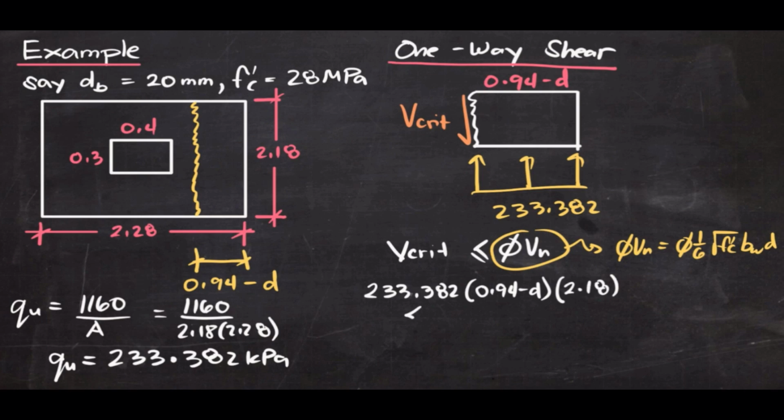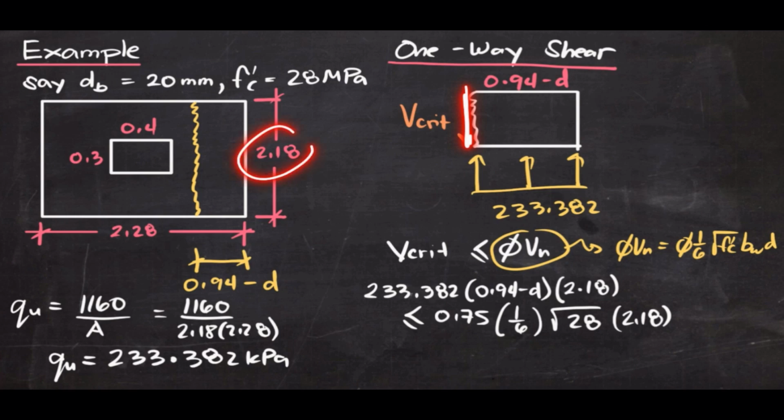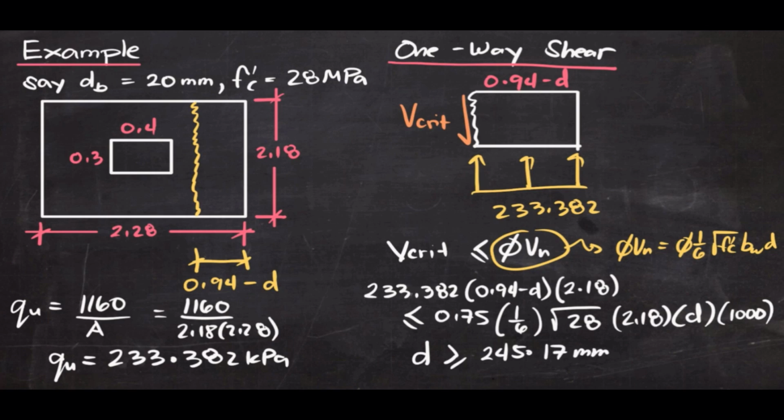And this value must be less than or equal to 0.75, this is the phi factor for shear, times 1 over 6 square root of the material strength 28 times the width of 2.18. So the width of this section would be 2.18 times d. And to convert into kilonewtons, we need to multiply this value by 1000. Solving for d, we get d should be greater than or equal to 245.17 millimeters. So this is now our design criteria on how to get the effective depth or the thickness later.